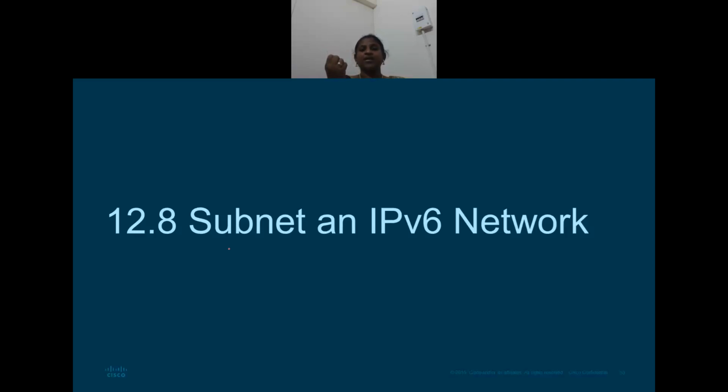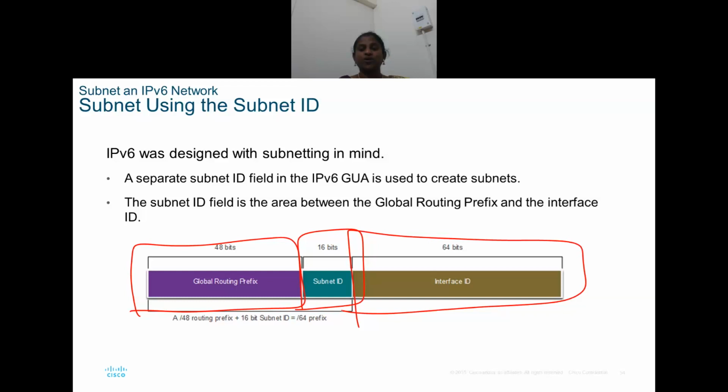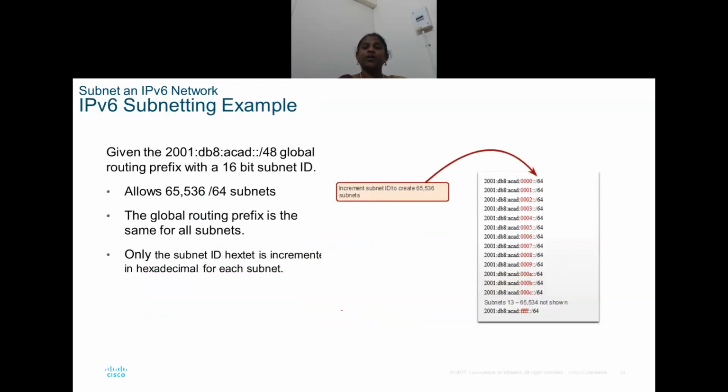The last topic for today is subnetting an IP version 6 address. The question arises: do we really need subnetting for IP version 6? As of now, no, but they have designed IP version 6 in such a way that they had subnetting in mind. As I told you, there is a network portion, a subnet portion and an interface portion in IP version 6. This is an example of IP version 6 subnetting: 2001:DB8:ACAD::/64.